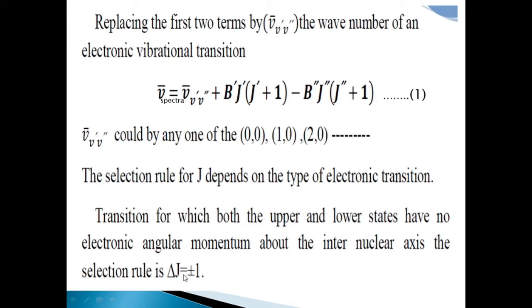The first one is delta J equal to plus or minus 1. This delta J plus or minus 1 is possible for a transition in which both the upper and lower states have no electronic angular momentum about the internuclear axis. In that case the selection rule is delta J plus or minus 1. So for delta J plus or minus 1, P and R branches are obtained.